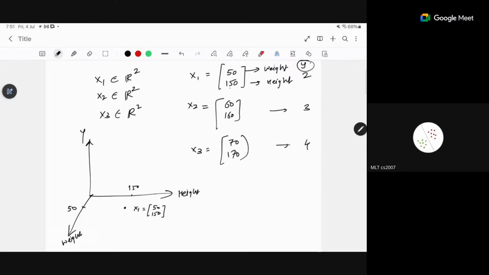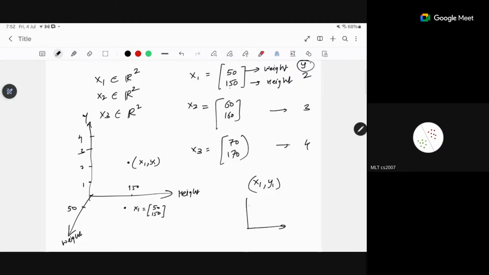For now, I'm just saying that it is a data point, but the actual data point will be what? Let's say here it is 2, and 1, 2, and 3, and let's say it's 4. So my data pair x1, y1 is somewhere here. So this is my x1, y1. This tuple is basically a data point.